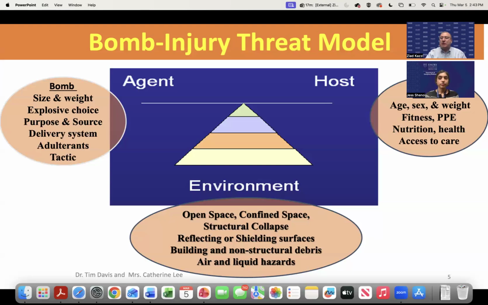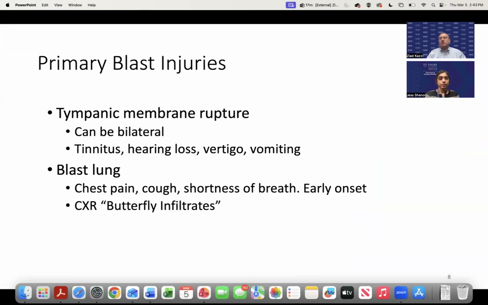So I want to start by talking about these primary blast injuries, the most common of which is tympanic membrane rupture, unilateral or bilateral, presenting with tinnitus, hearing loss, vertigo, vomiting, like a regular tympanic membrane rupture would present. So screening for that is important in a blast incident.